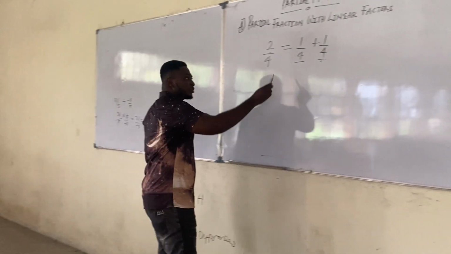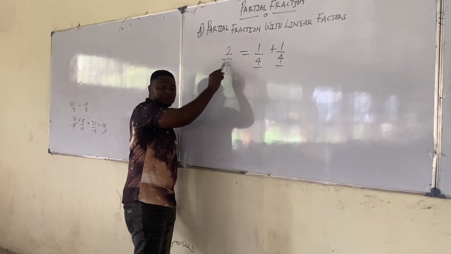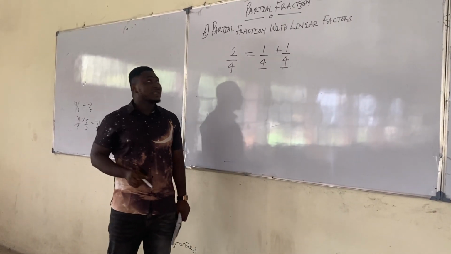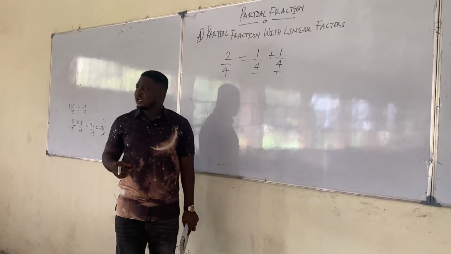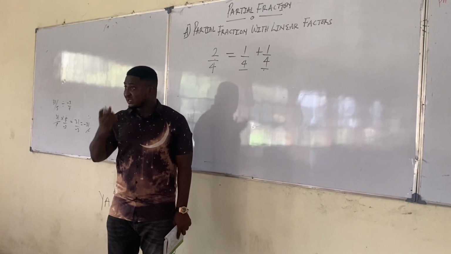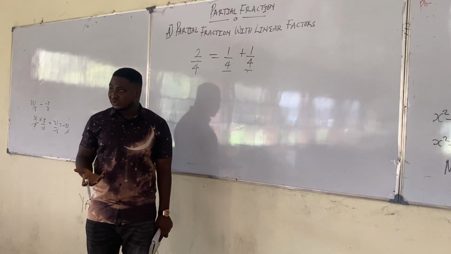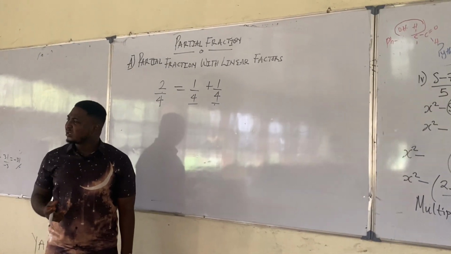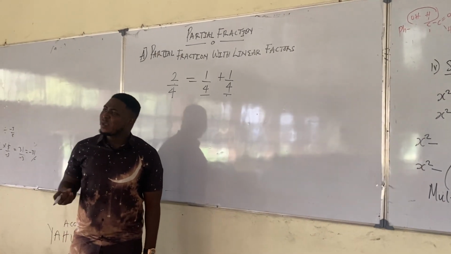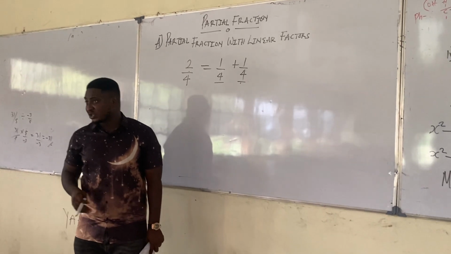Then these two fractions are said to be what? Partial fractions of this particular fraction. So class, in this topic, you'll be given some fractions, but this time around it will not be a normal fraction. It will be fractions that have x variables. Fractions that contain polynomials, linear, quadratic, as the case may be. And you'll be asked to decompose them into their component fractions.